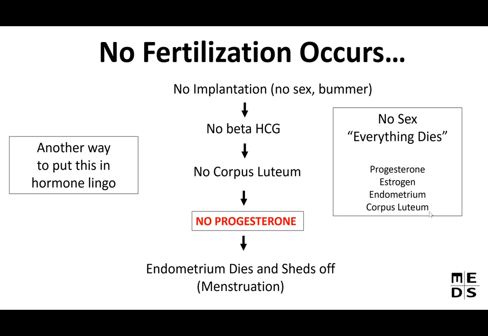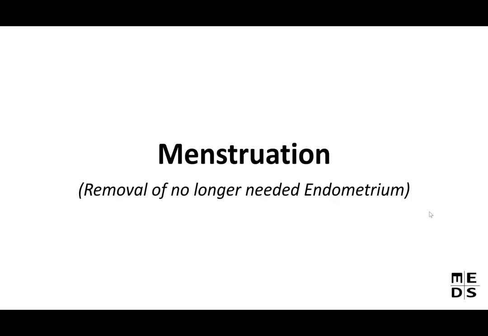And over here, it means no sex, means everything dies. It means that progesterone goes down, estrogen goes down, the endometrium starts to shed and slough off, and that's actually what menstruation is. And the corpus luteum is going to die and stop producing any progesterone to further support the endometrium lining. So the whole point is, it's just a domino effect. If you don't have the fertilized egg, it's not going to produce beta HCG, which is not going to tell the corpus luteum to make progesterone to support the endometrium. Therefore, everything just goes back down, and this is where menstruation is actually going to occur. Removal of the no longer needed endometrium.